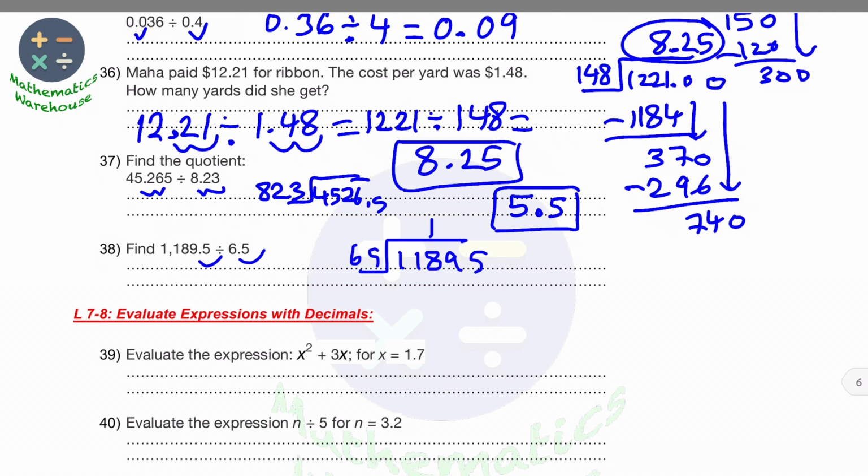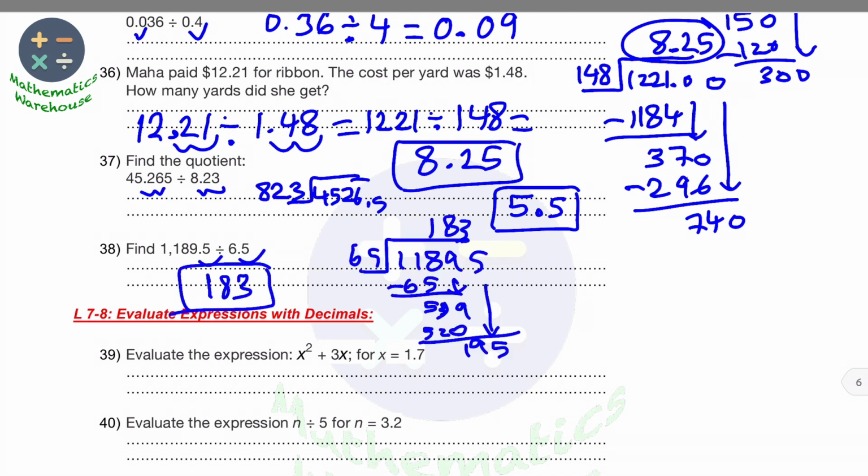118 divided by 65, it's about 1. 1 times 65 is 65. Subtract, equals 53. Bring down the next digit, which is 9. Now 539 divided by 65, it's about 8. 8 times 65 is 520. Now subtract, equals 19. Bring down the next digit, 5. So 195 divided by 65, it's about 3. 3 times 65 equals 195. So the answer is 183.